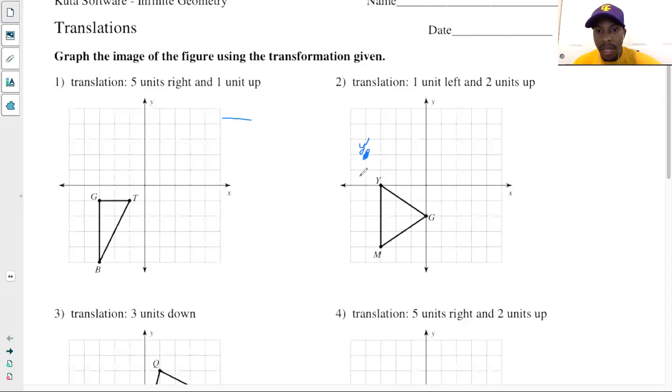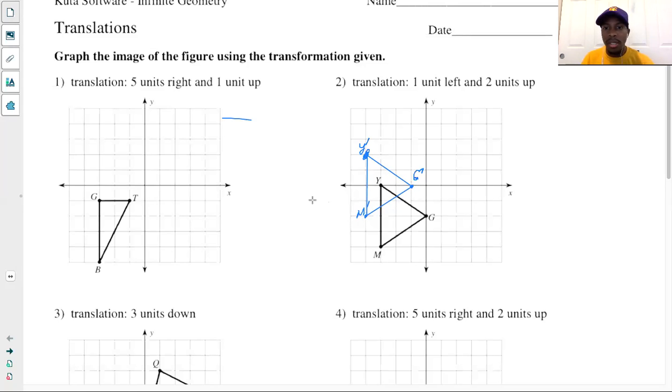Right here, and I would label this Y prime. I do the same thing with M. I go 1 unit to the left, I go 2 units up, and I end up right here, and I call this M prime. G, I do the same thing. I end up right here, and this is G prime. So these are what my new images will be. And of course, you still need to connect all of them. So don't just stop there, connect them, make pretty lines. And that's your new image, just like that.